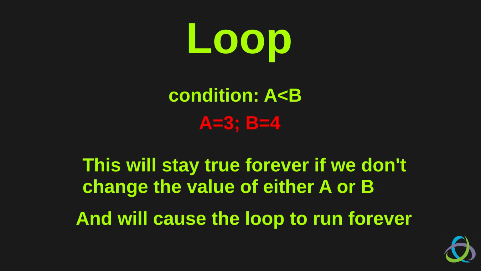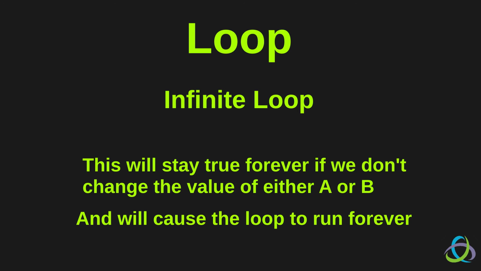The control conditions must be well defined, otherwise the loop will execute an infinite number of times. For example, if we give the condition of A being smaller than B, where A is 3 and B is 4, and we don't change the value of A or B throughout the entire program, that means it is always going to be true, right? That will cause the loop to execute infinite number of times. This is called an infinite loop or endless loop.